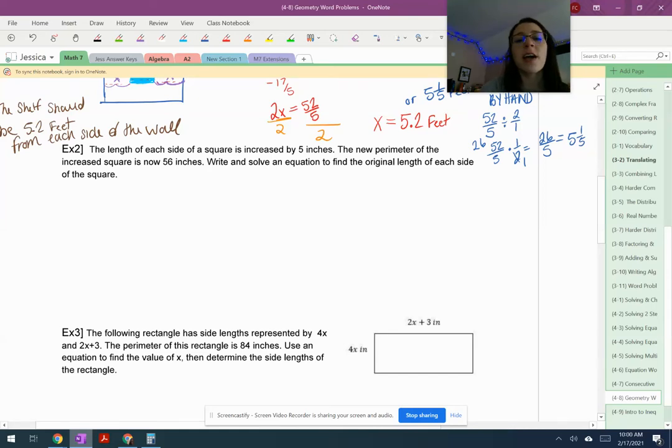Okay, so the second kind of geometry problem that you might run into this year are problems like this example 2. And this example 2 corresponds directly with practice problem number 2 down below. So use that to help you.